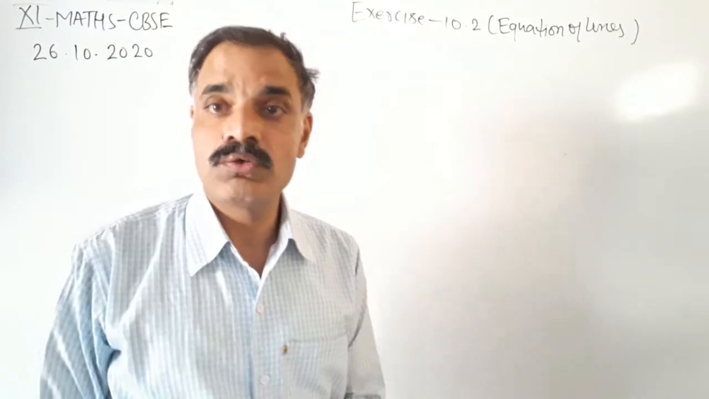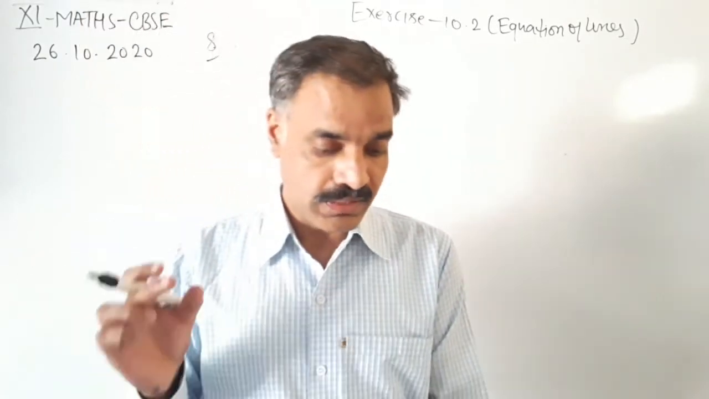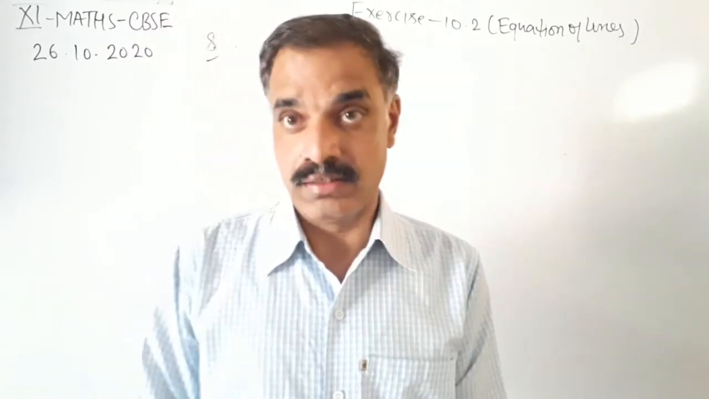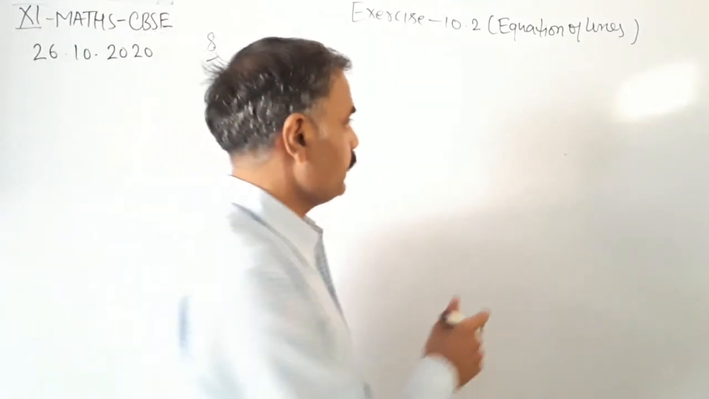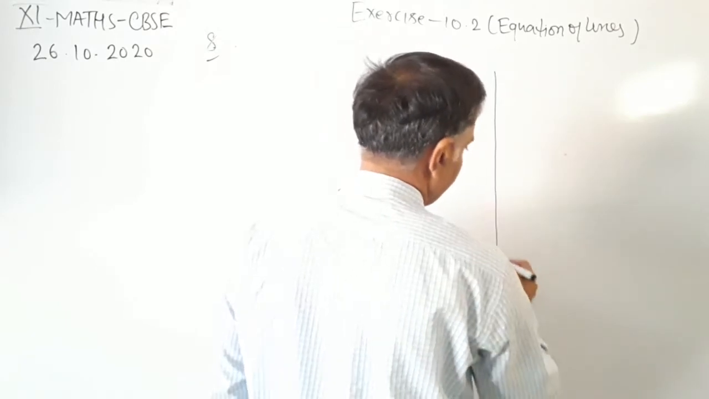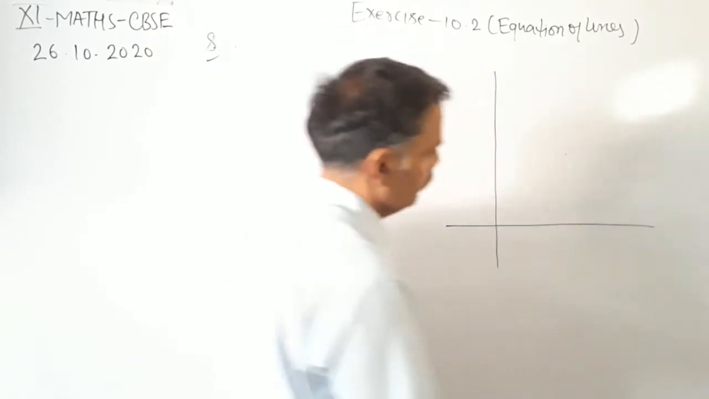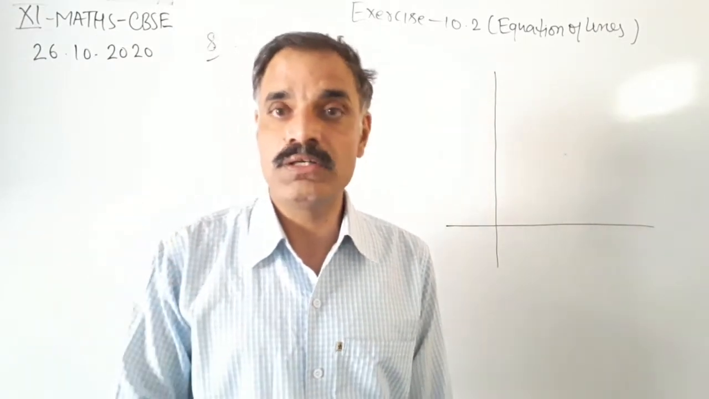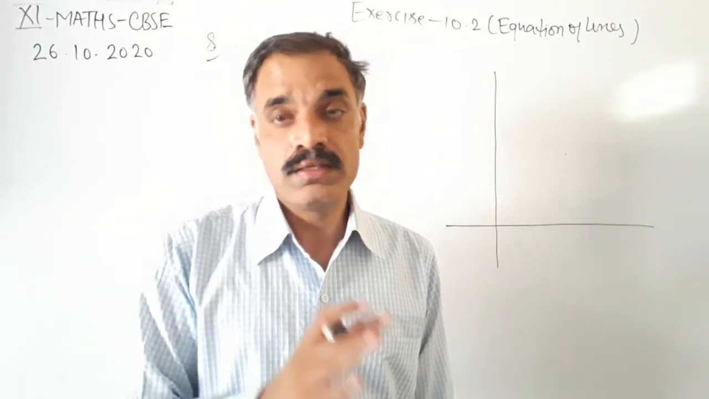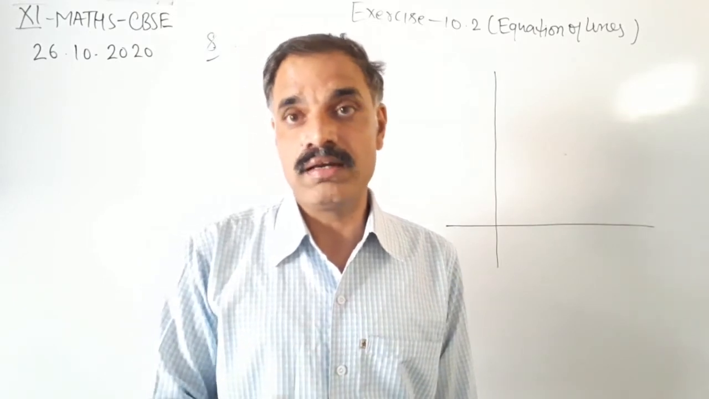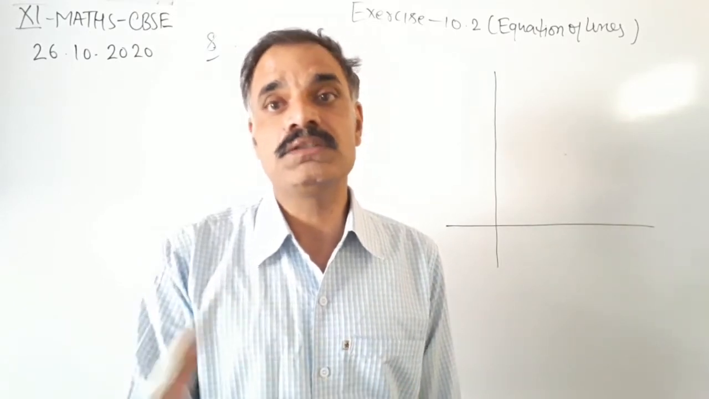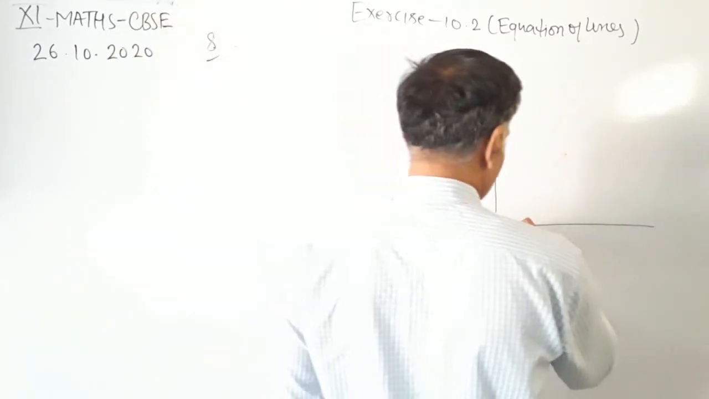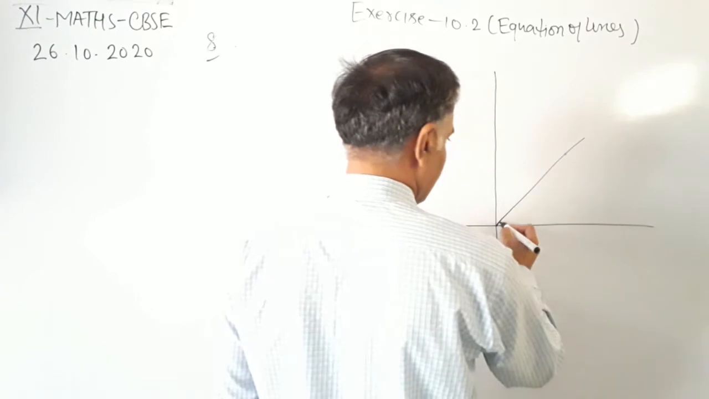The perpendicular distance from the origin is given as 5 unit and the angle made by the perpendicular with the positive x-axis is 30 degree. Using this information, we have to find the equation of the line in normal form, as the perpendicular distance from the origin and the angle made by the perpendicular with the positive direction of the x-axis are given.